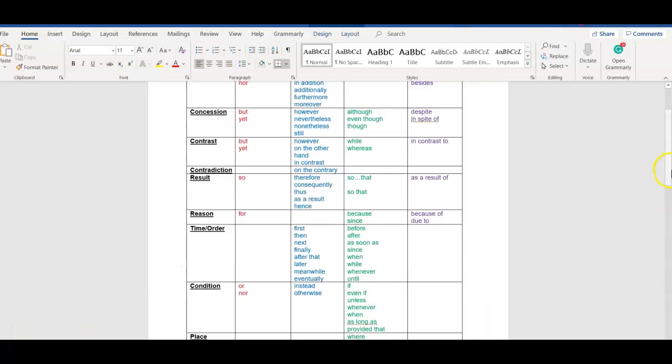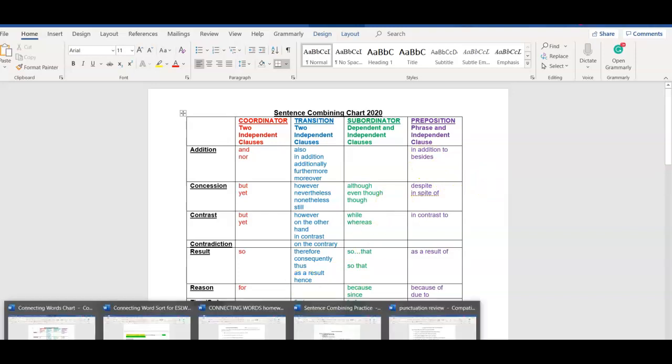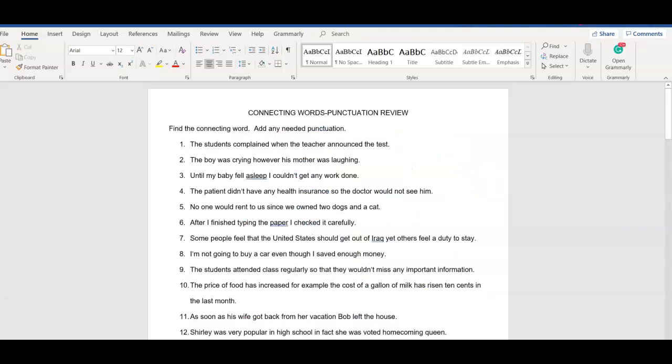So how can you use this connecting words chart to help you in writing better sentences, in correcting your sentences? I just want to show you a couple ways, and you will have a chance to practice some of them for homework. The first thing you can do using your connecting words chart is fix punctuation in sentence structures, in sentences where you have used these types of connecting words.